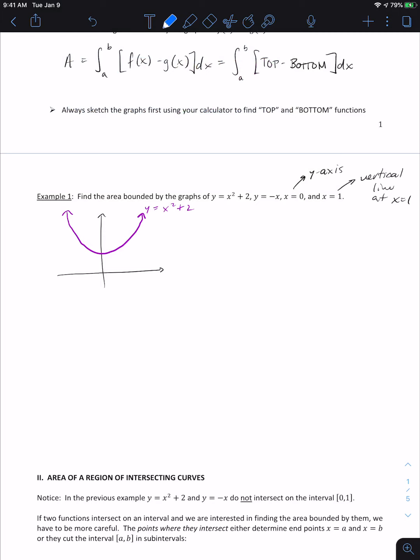So now let's do the graph of y equals negative x. Well, y equals negative x is a line with slope -1 and y-intercept 0, right? So that looks like this function right here. This is y equals negative x.